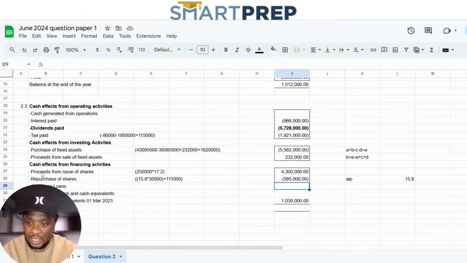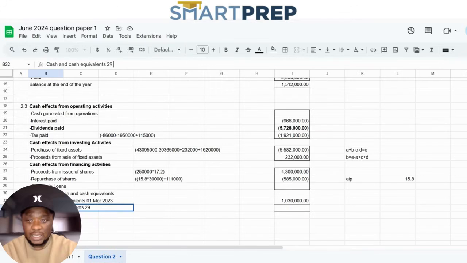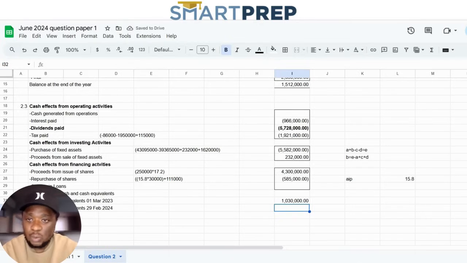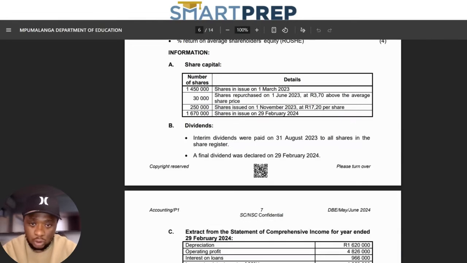And then lastly, we have our number 5. Once you get your net change in cash and cash equivalents, you then take your cash and cash equivalents at the start of the year, and then you do cash and cash equivalents on the last day of the year, which was 29 February 2024. All right, and then you would work out this number. So how do we work out this number? Well, we go to our cash and cash equivalents, and we also check if we have a bank overdraft. So let's have a look then.